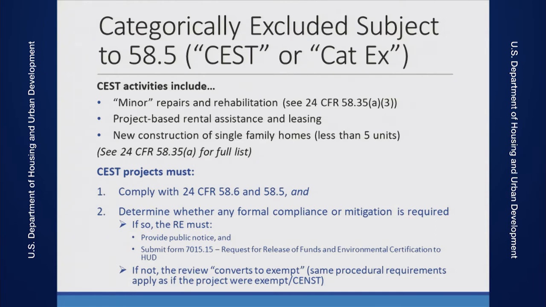In addition to the three laws and authorities listed in 58.6, CEST projects must also comply with the many more laws and authorities listed in 58.5. Plus, when completing a CEST review, the RE must make a determination about whether the project will require any formal compliance steps or mitigation. If not, the project converts to exempt, meaning that the project is treated as if it were exempt and no public notice or HUD approvals are required.